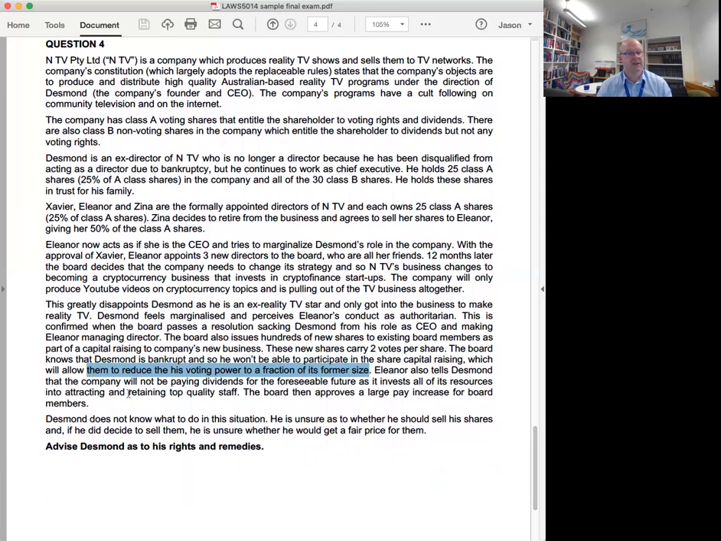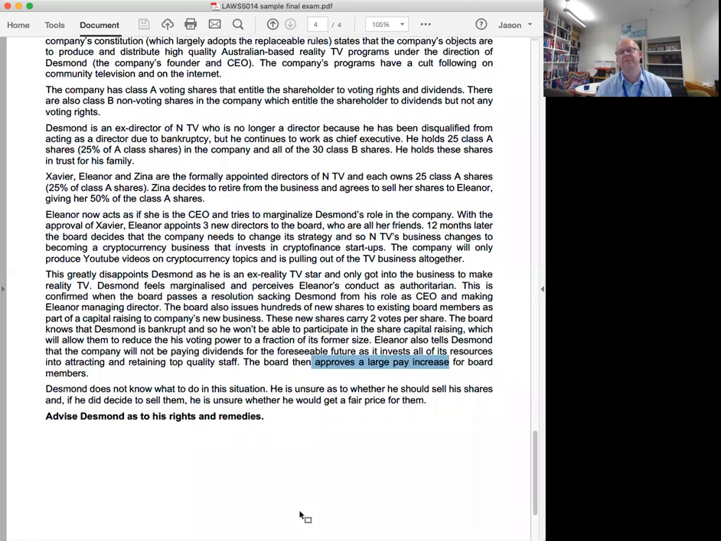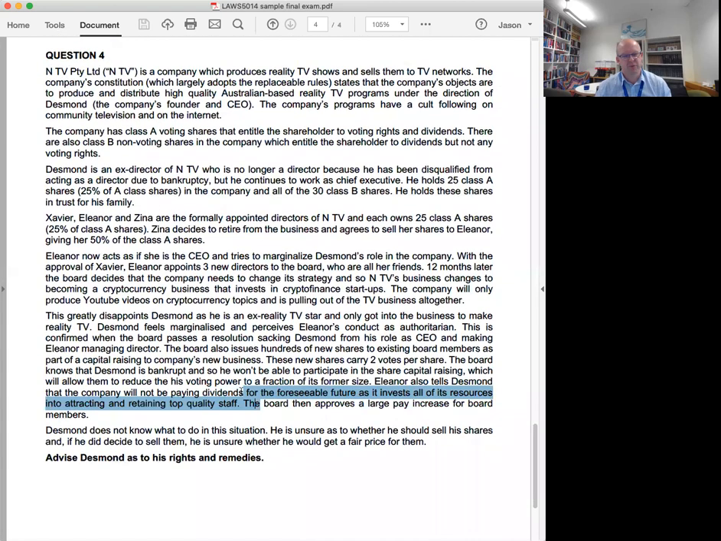Then Eleanor tells him the company won't be paying any dividends for the foreseeable future because it wants to invest all of its resources into attracting and retaining top quality staff, i.e. paying the current board. So this really is oppression stuff. Building up a picture of oppressive conduct. Doesn't matter if it's totally legal, which it seems to be.